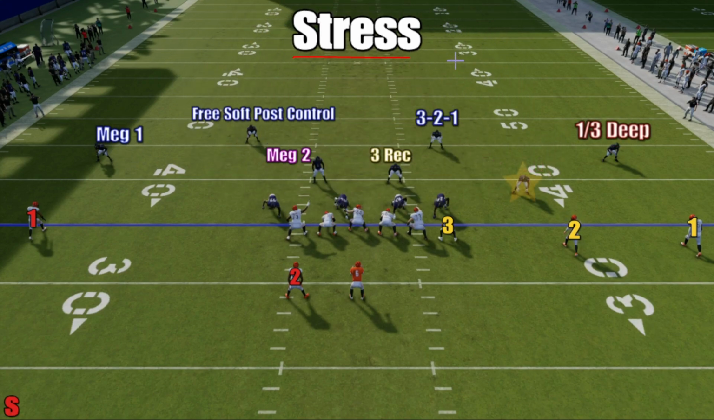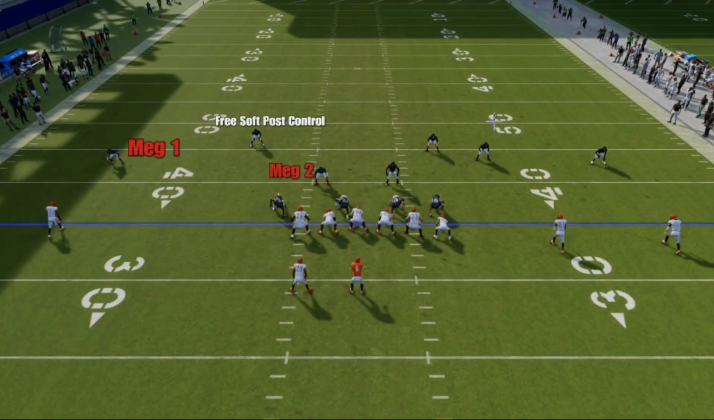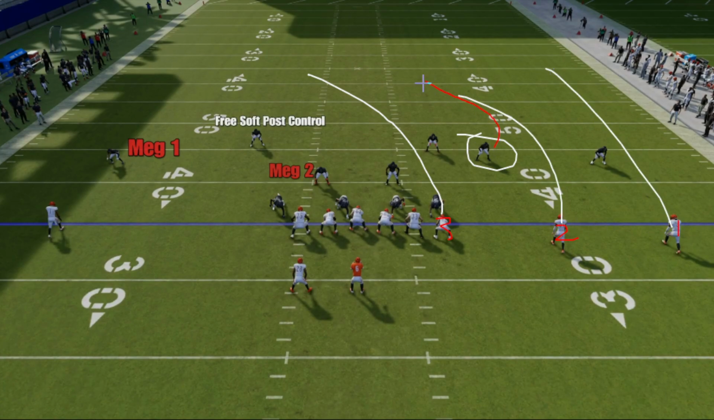So this is stress, and this is how I play stress in the game. I just turn this guy into a deep third, and the only change is I user this guy, and I play with inside leverage, and I play with off coverage on the number 2. All right, so I put the star on that guy, and this is really where I align when I play it, right? So everything else stays the same. He's mag 1, he's mag 2, he's playing free soft post control. But what we do as a user, we're reading 3 first. He kind of dictates what you do. All right, if 3 goes vertical, then you as this player, you're taking 2 vertical if both of these guys go vertical.